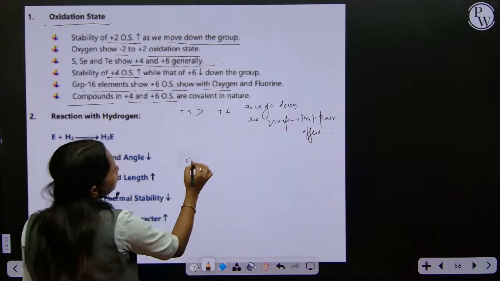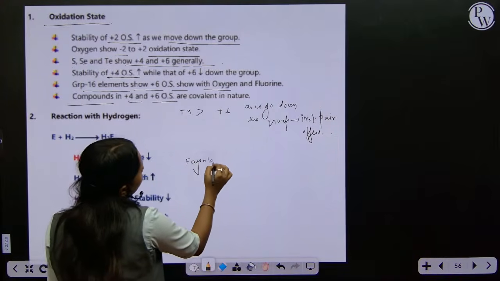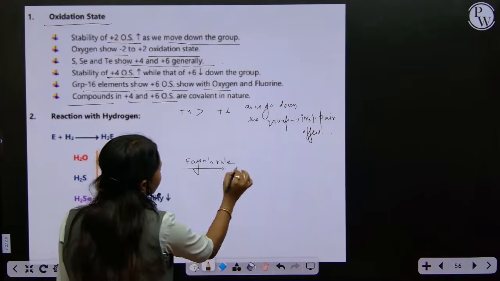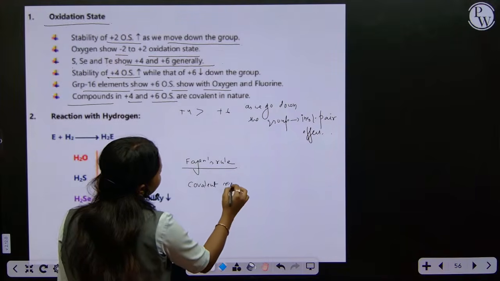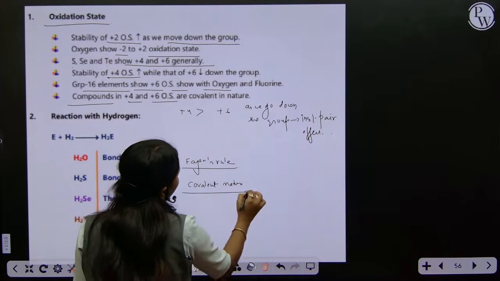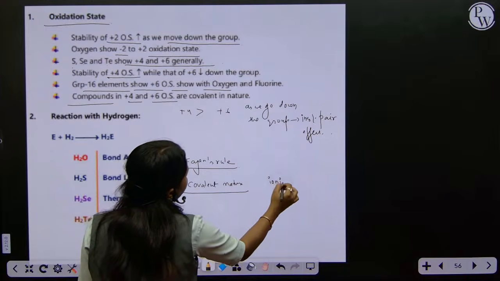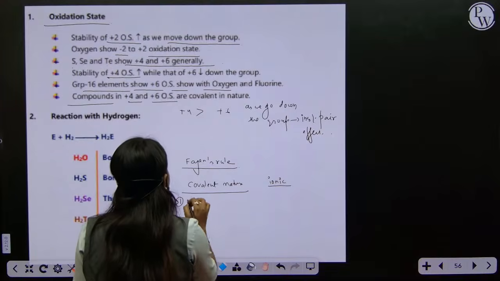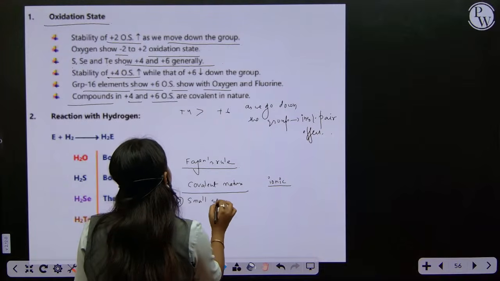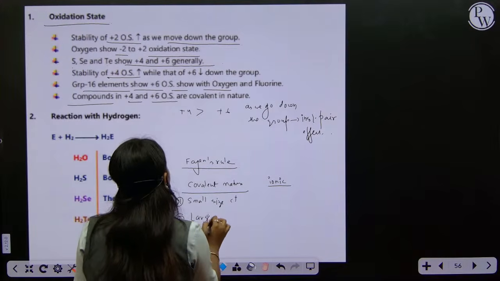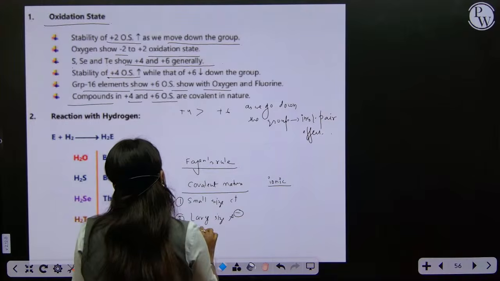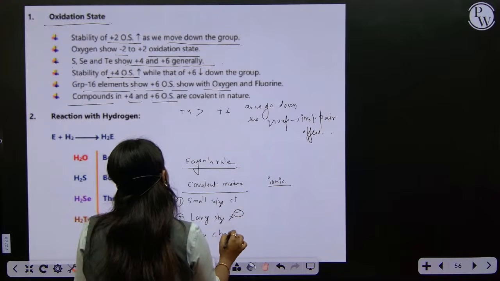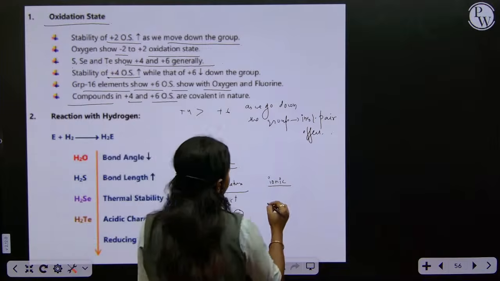You guys know the Fajan's rule. What is Fajan's rule? For covalent nature, and for ionic nature, small size of cation, large size of anion, more charge. Okay.